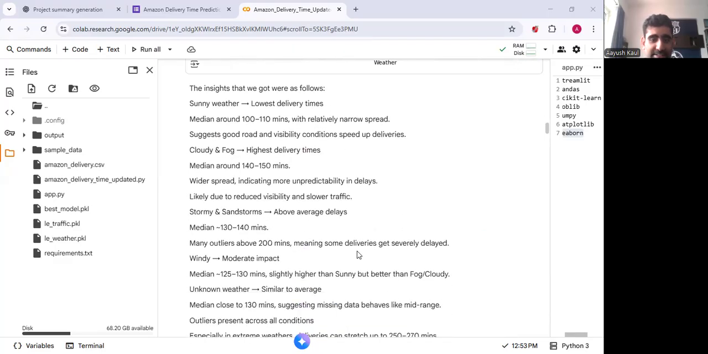And here we can see that there are above average delays. The median is around 130 to 140 minutes. Many outliers are above 200 minutes, meaning some deliveries get severely delayed.